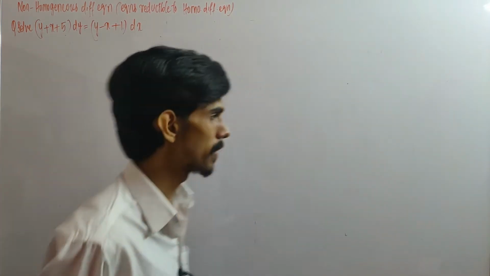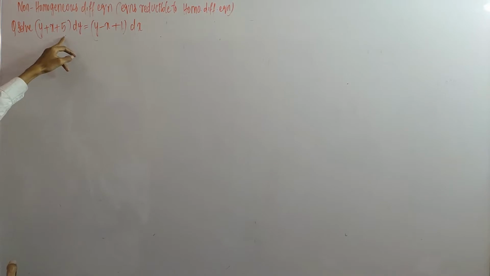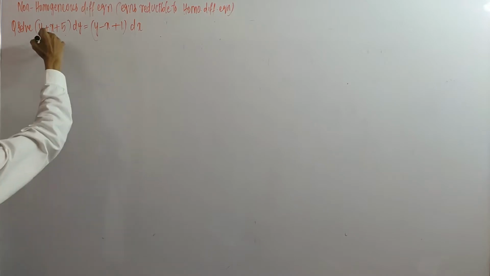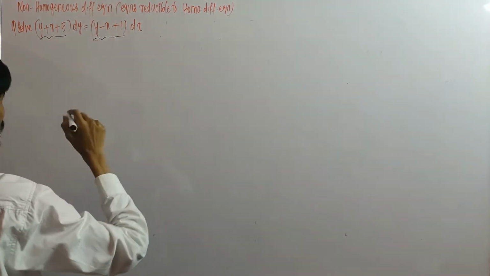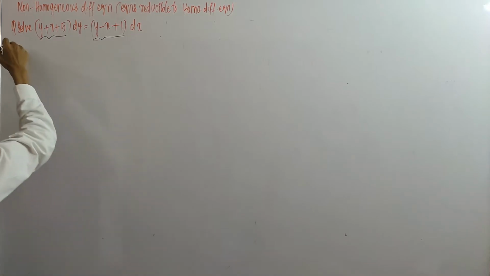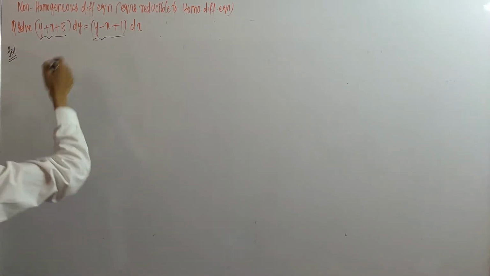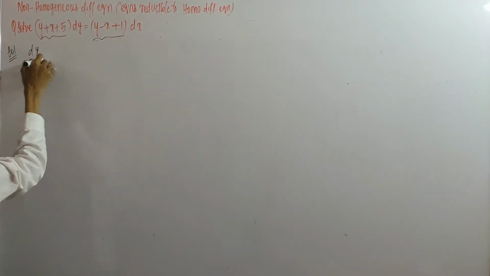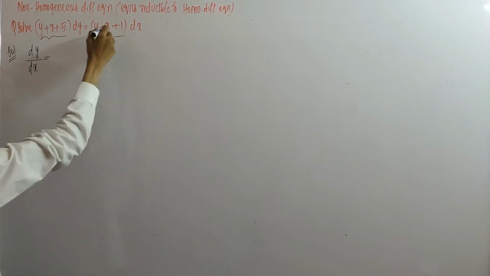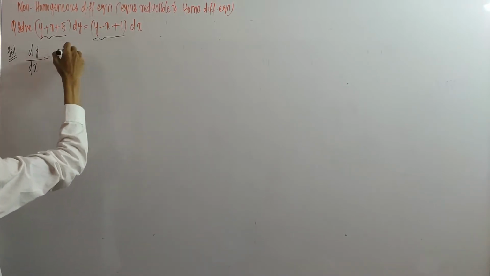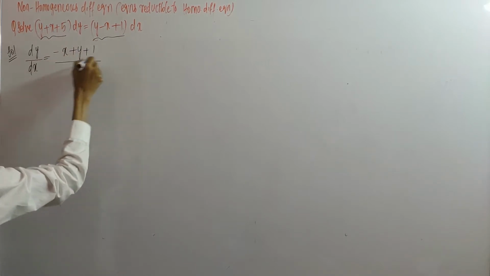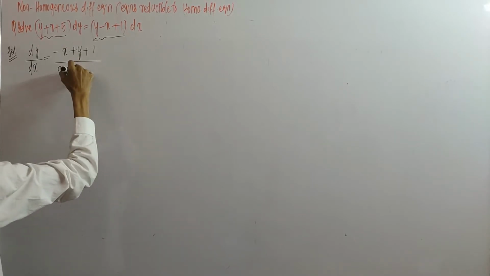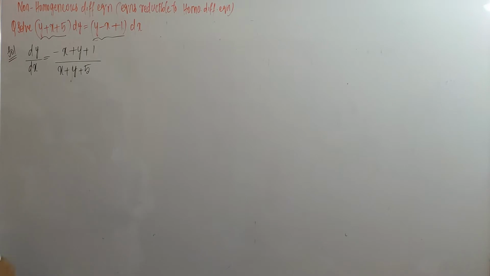Let us see the solution for this question. Solve (y + x + 5) dy = (y - x + 1) dx. Here we have one straight line, another straight line, so this is a non-homogeneous equation. Now get the value of dy/dx. dy/dx = (-x + y + 1)/(x + y + 5).